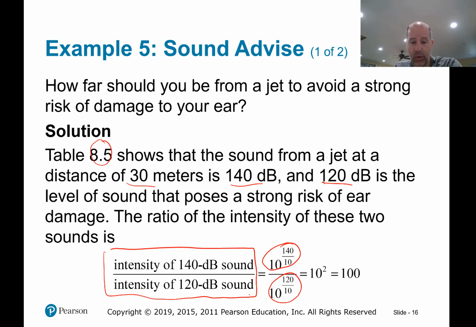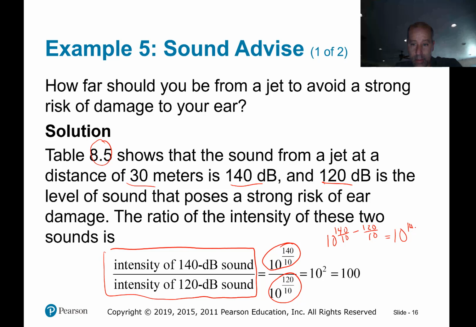And so when we do the property of exponents, we get what? We get 10 to the 140 over 10 minus 120 over 10, which equals 10 to the 14 minus 12, which gives us 10 to the 2, which equals 100. Okay, so now that is the ratio of the intensity.